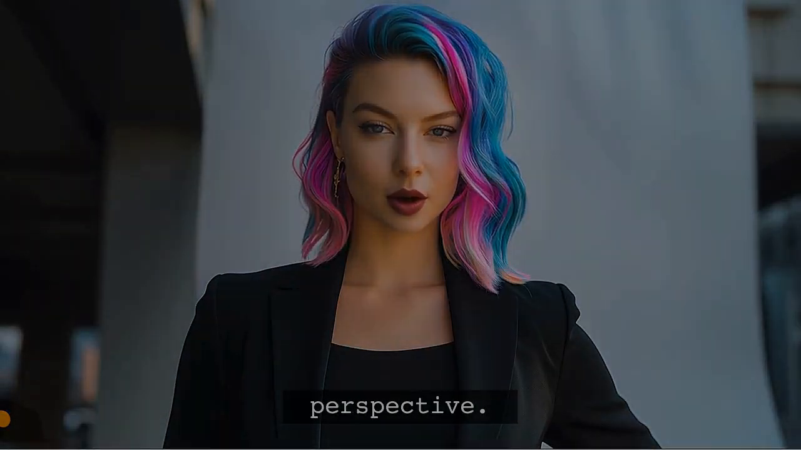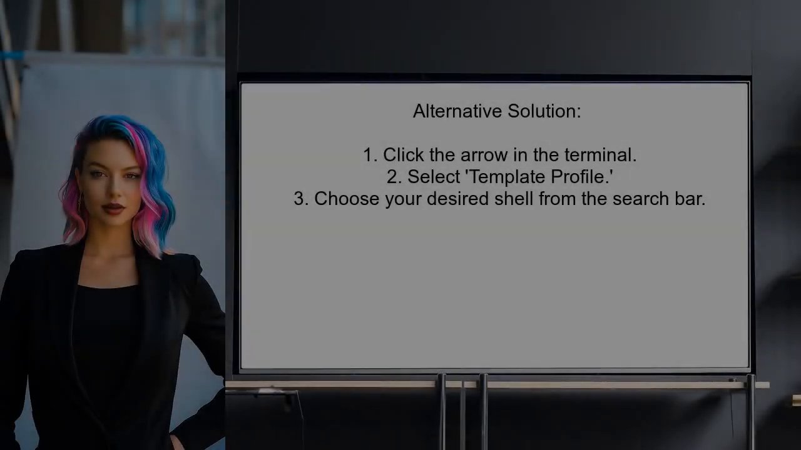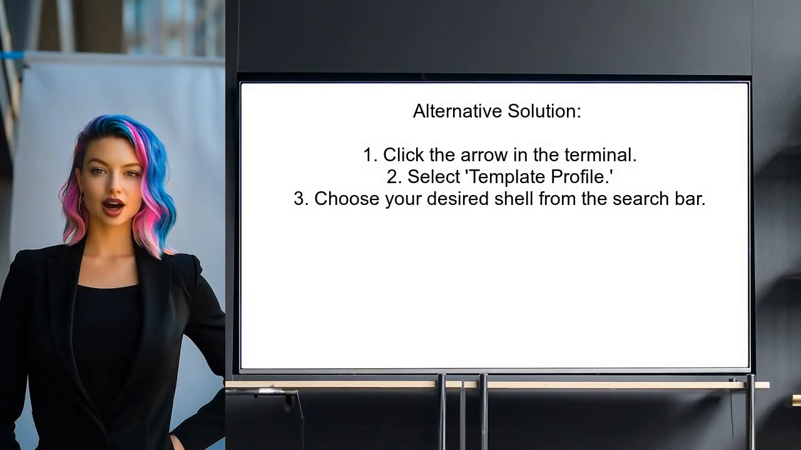Let's see another perspective. An alternative approach shared by another user involves selecting a different terminal profile in Visual Studio Code. To do this, click on the arrow in the terminal window and choose Select Default Profile. This will open a search bar where you can pick your desired shell.